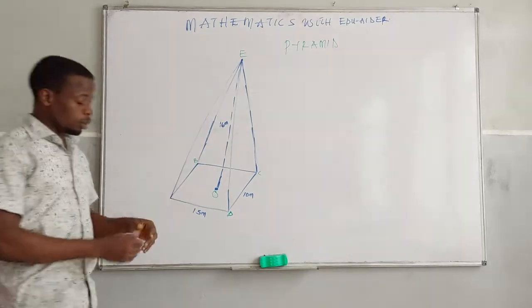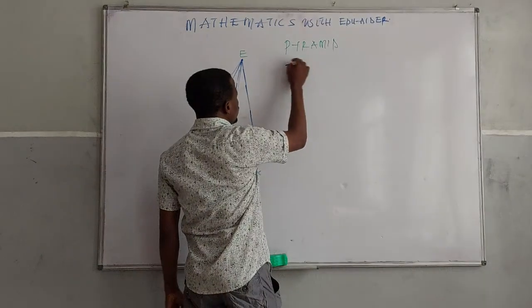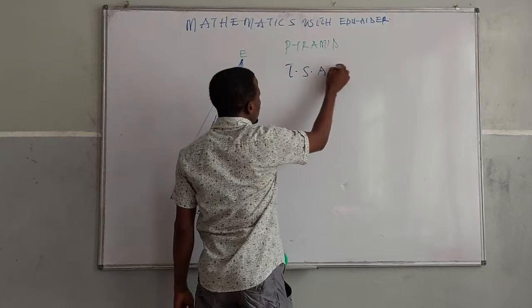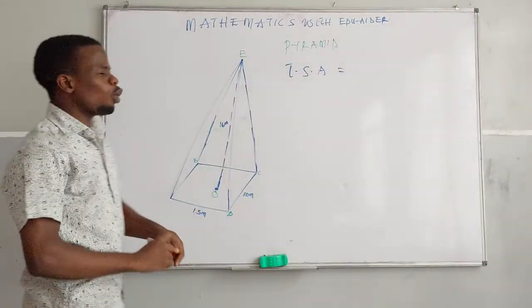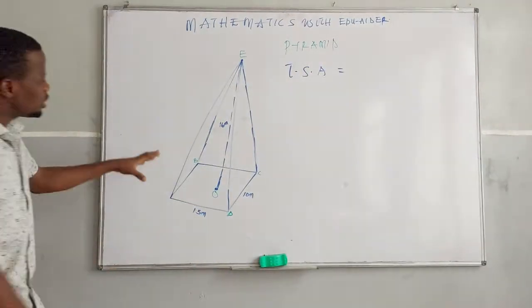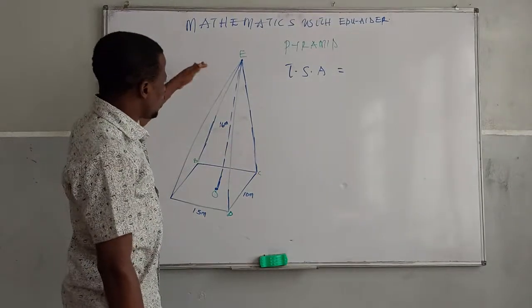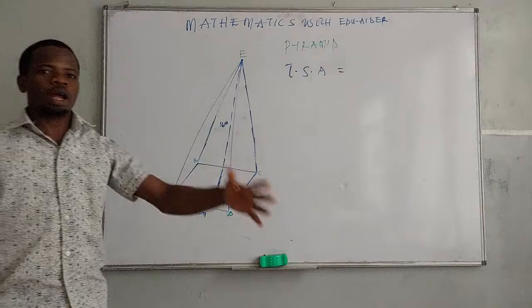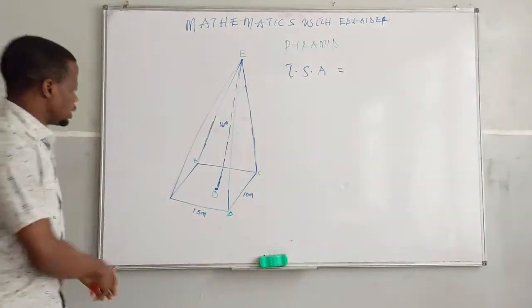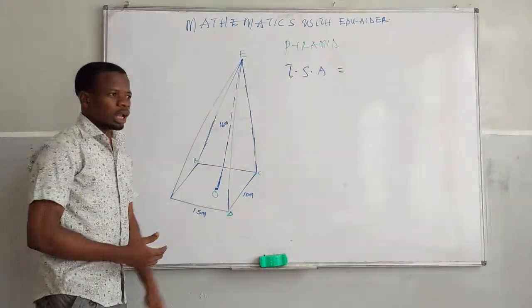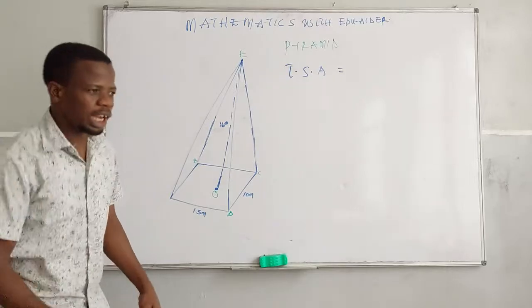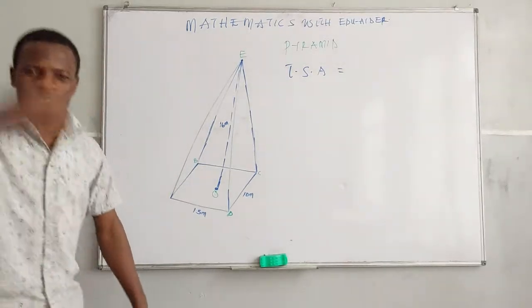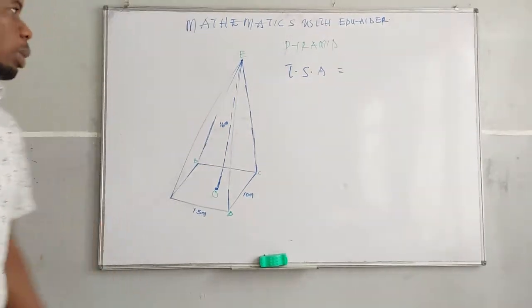And don't forget, we are calculating the total surface area. The total surface area, that should be equal to what? If you observe very well, you will see that it has about 1, 2, 3, 4 triangular faces, right? And the base is rectangular. So that means the total surface area will be the summation of each surface area. What do I mean by that?